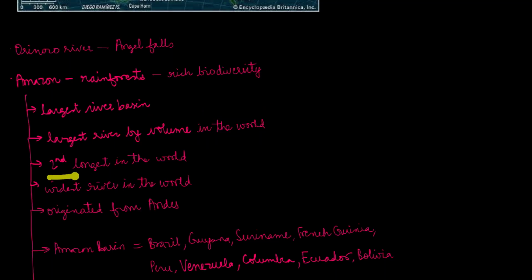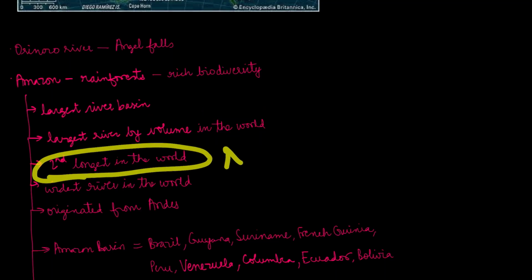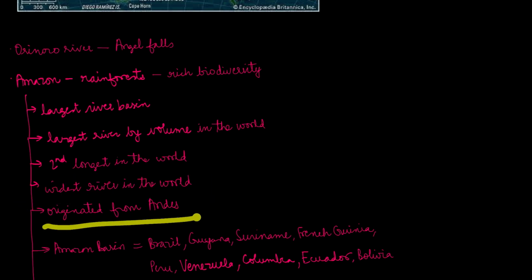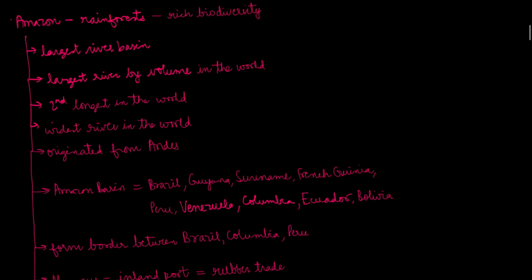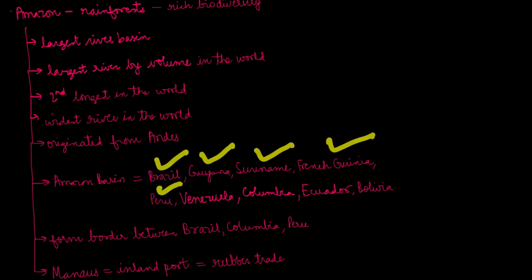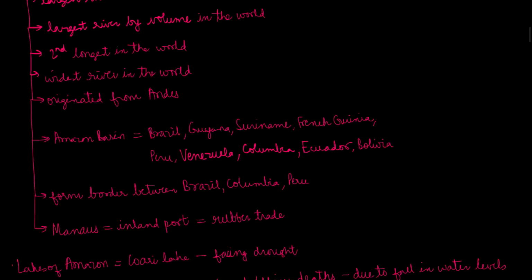This is the second longest river in the world. The longest is Nile. The widest river in the world is Amazon. It originates from the Andes Mountains in South America. And the Amazon basin contains the countries of Brazil, Guyana, Suriname, French Guiana, Peru, Venezuela, Colombia, Ecuador, and Bolivia. It forms the border between Brazil, Colombia, and Peru.